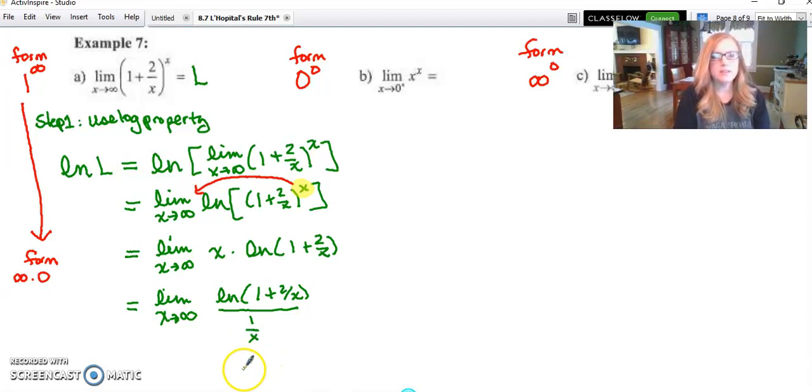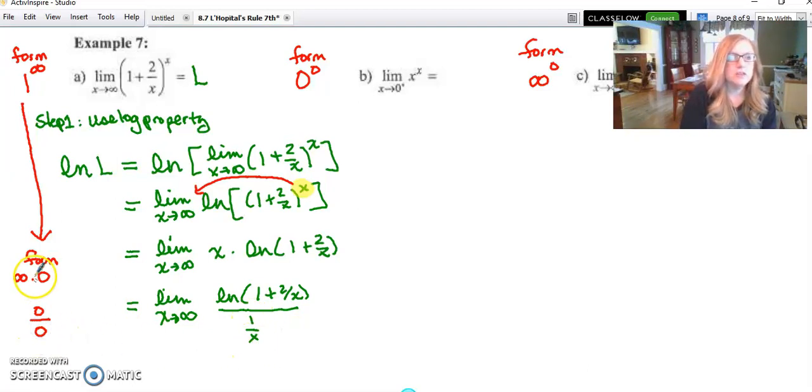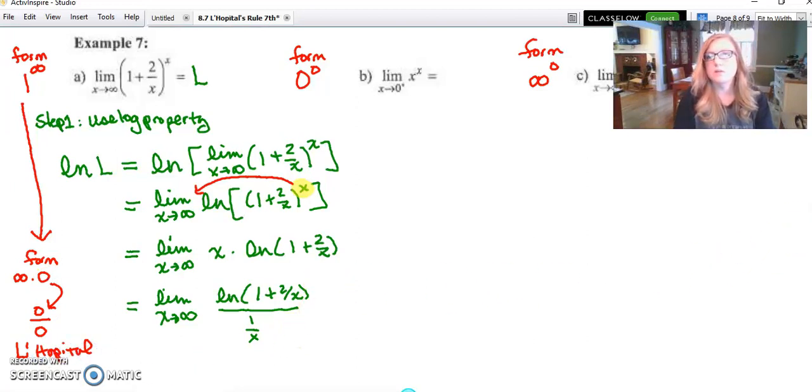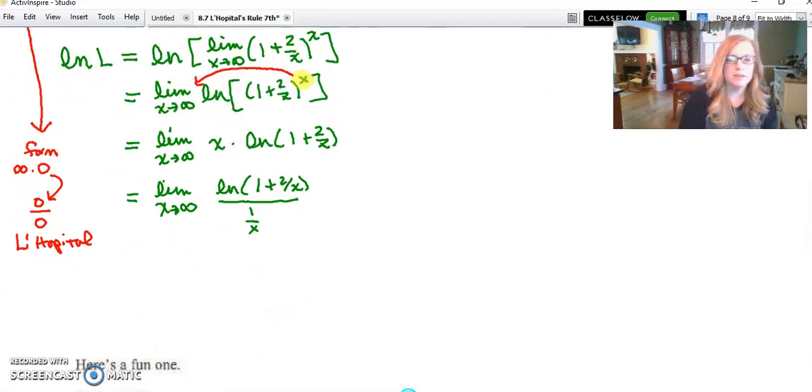1 over x. And then you say, okay, now what indeterminate form am I in? The top is still going to 0. The bottom, 1 over infinity, is now going to 0. So now I've got it into the correct form. Now we can use L'Hopital. So we can go ahead and take the derivative.